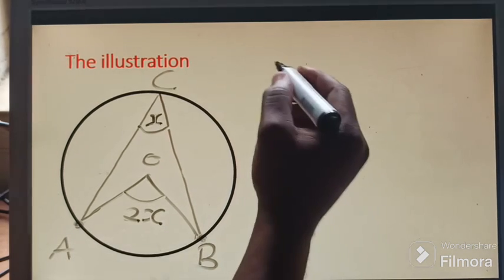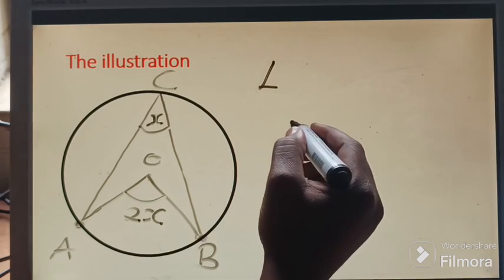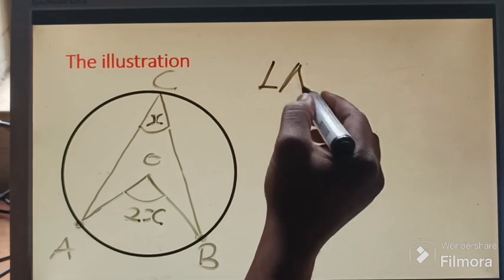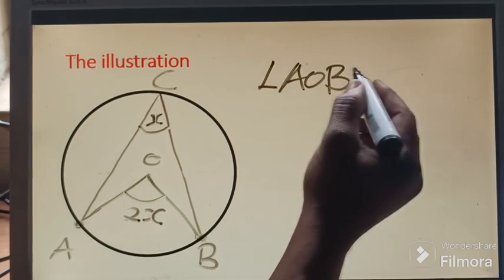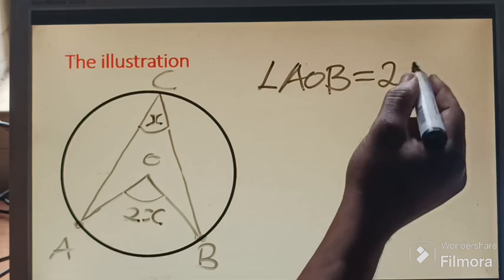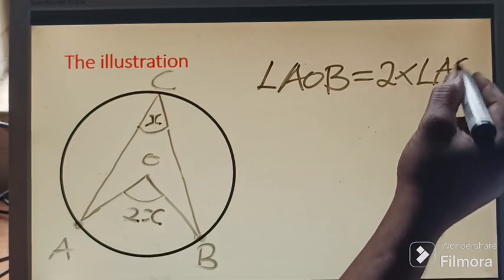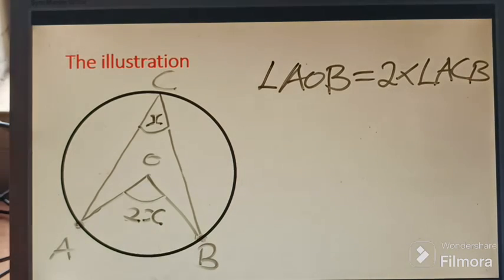So we are saying angle AOB is equal to 2 times angle ACB.